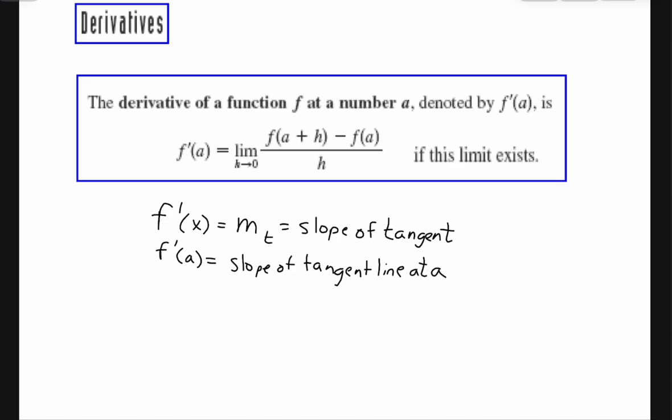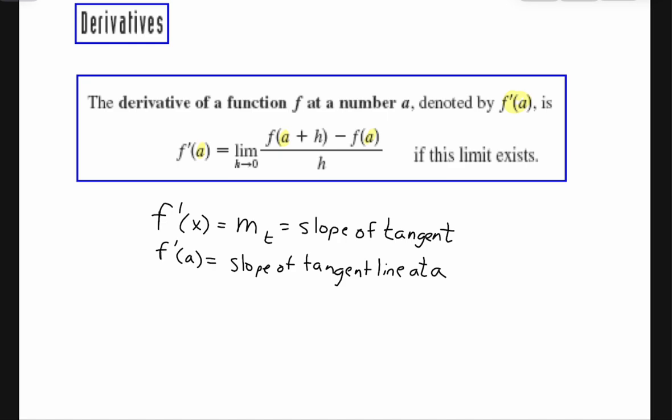So f prime of a is the slope of the tangent at a. So you'll notice instead of x's, they've used a. So it is the first derivative. That notation, I will say, find the derivative.